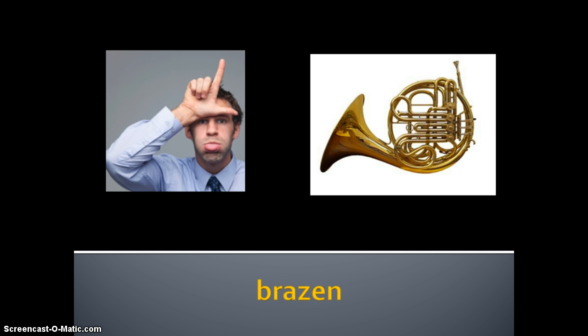Next one is brazen, and brazen is an adjective. The first syllable is accented. It has two distinct definitions. So it's shameless and impudent is one, and then made of brass. I think made of brass is the easier of the two, so that's the picture on the right. The French horn there is actually made of brass, so it is brazen.